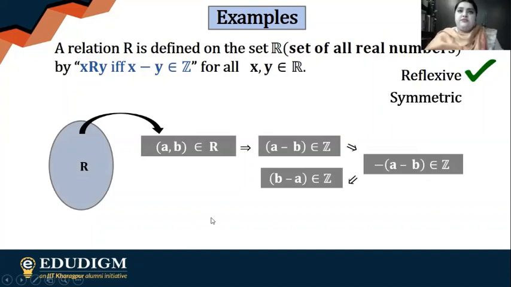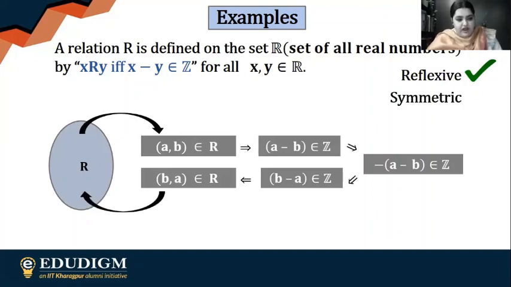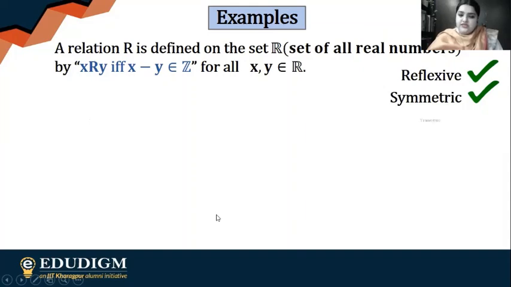Just think about this. Suppose the difference is 5. So if 5 is an integer, then minus 5 is also an integer. Now, if you look at the definition again, you will see that B comma A is a part of R. So this is what we look forward to whenever we are checking symmetry. So this is perfectly okay. The next one, which is the last one, is transitivity.